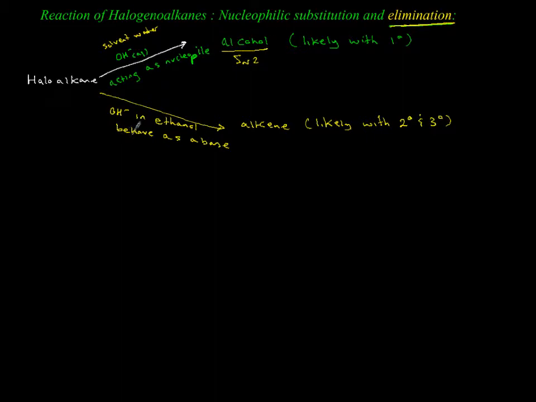Now what happens if your solvent is changed and it's ethanol, hot ethanol, like 60 degrees Celsius? Then you will go through elimination and you produce alkene. And also it's preferred for secondary and tertiary haloalkane. So I give you an example of a secondary one. I put bromine here.